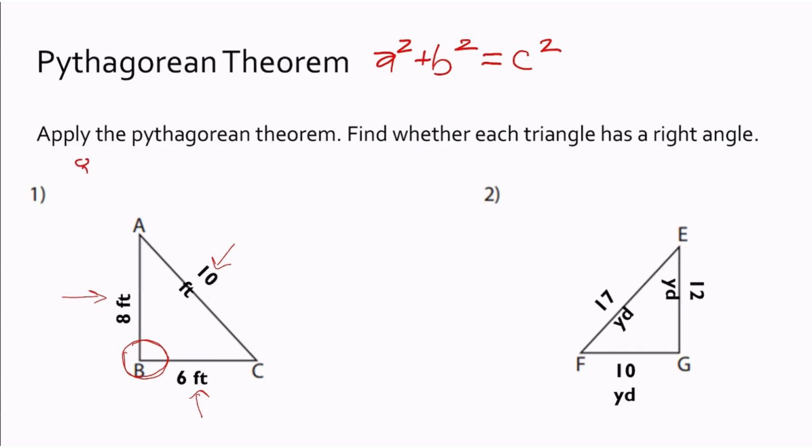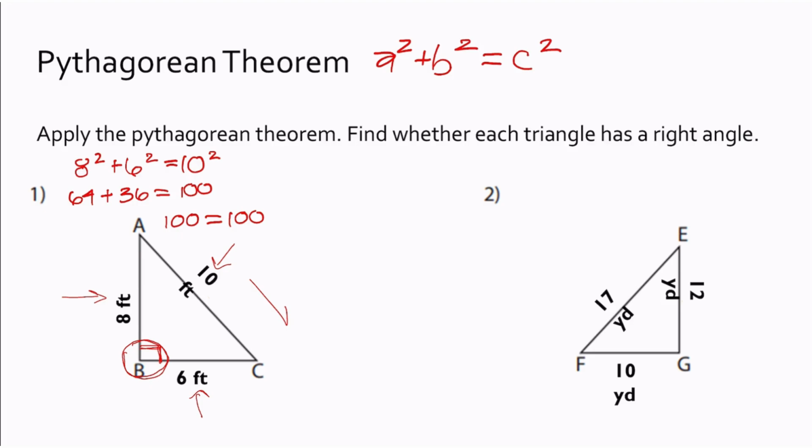So I should be able to say 8 squared plus 6 squared equals 10 squared. Now 8 squared is 64, and 6 squared is 36, and 10 squared is 100. Is that true? 64 plus 36 equals 100? Yeah. So that means that this is a right triangle.